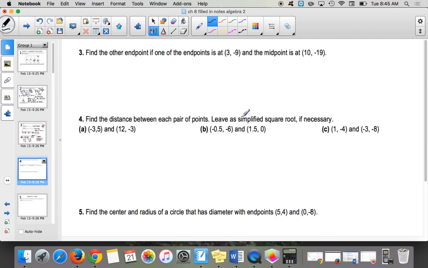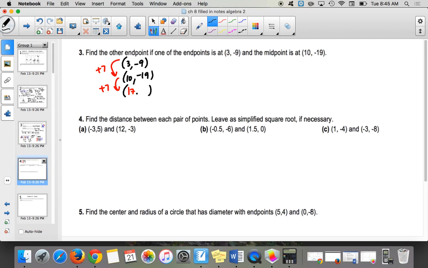Okay, so try this one. It says find the other endpoint if one of the endpoints is 3, -9 and the midpoint is 10, -19. So line them up. Okay, so if I'm going from 3 to 10, how much did I add? 7. So add it again. What did you guys get?